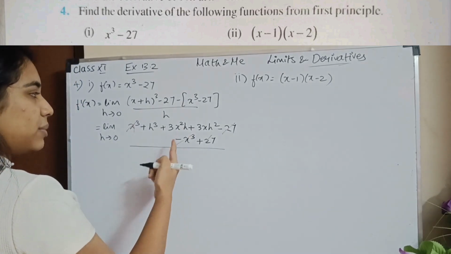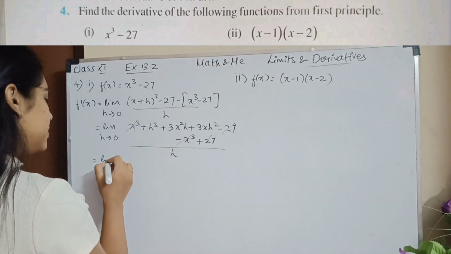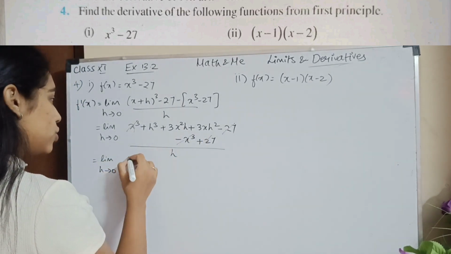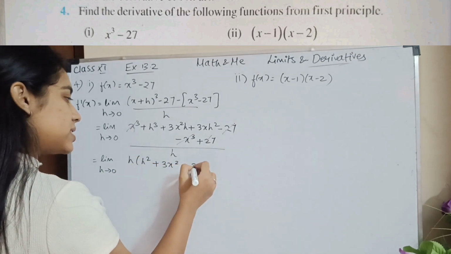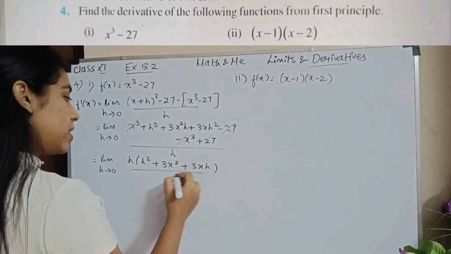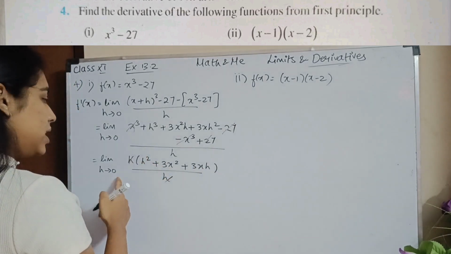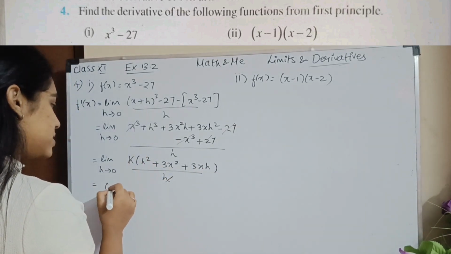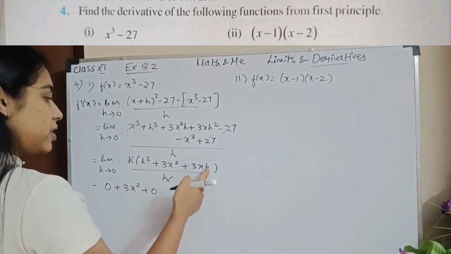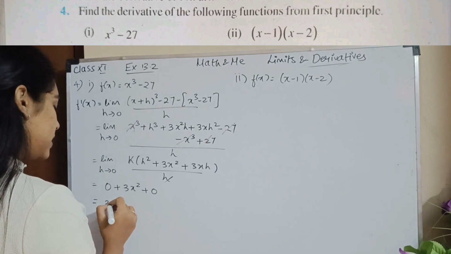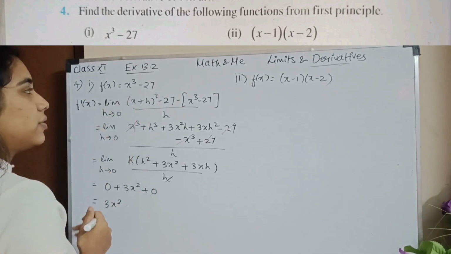Now can we take h common? I can take h outside. So I have limit h tends to 0 of h times h square plus 3x square plus 3xh, divided by h. Will h cancel? Now what happens if we put 0 for h? I'll have 0 plus 3x square plus 0. I have another h here. So this becomes 3x square. So this is the derivative of f of x.